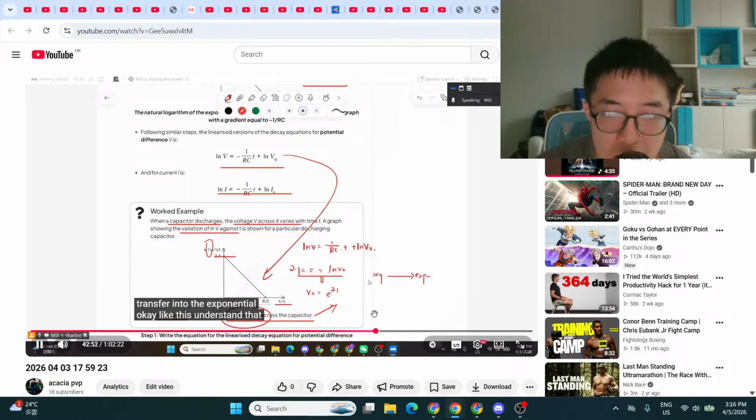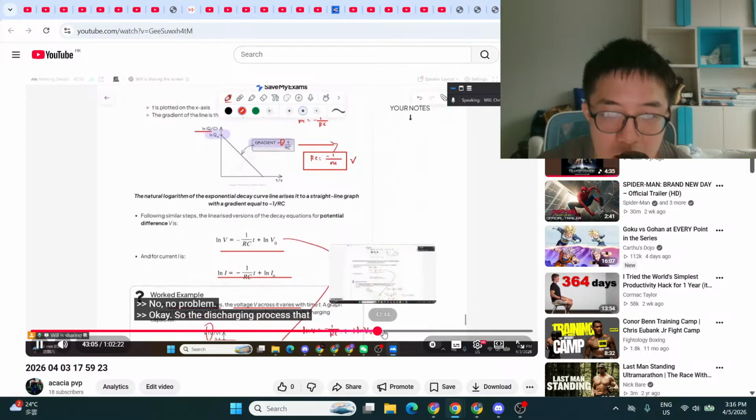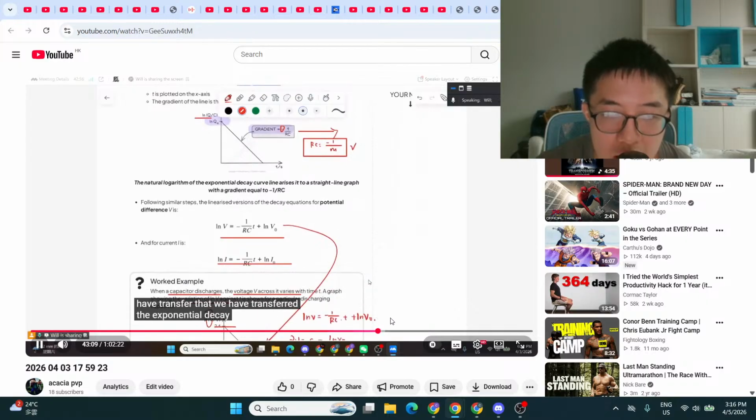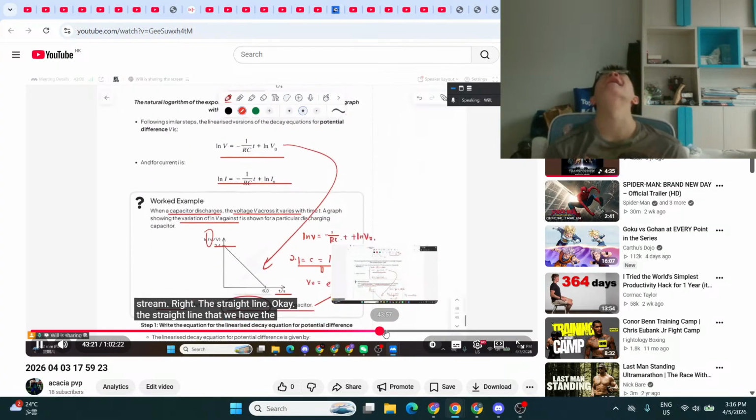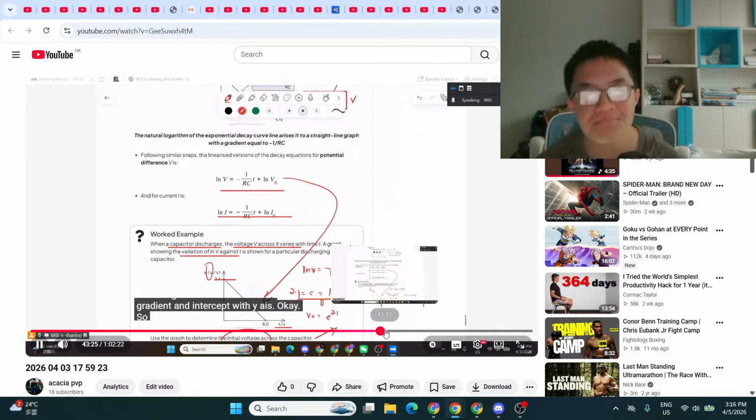Do you understand the topic? Is there any problem? No problem. So in the discharging process, we have transferred the exponential decay into a log equation. A log equation can be written as a linear straight line, and we have the gradient and the intercept with the y-axis. So here are the three equations.